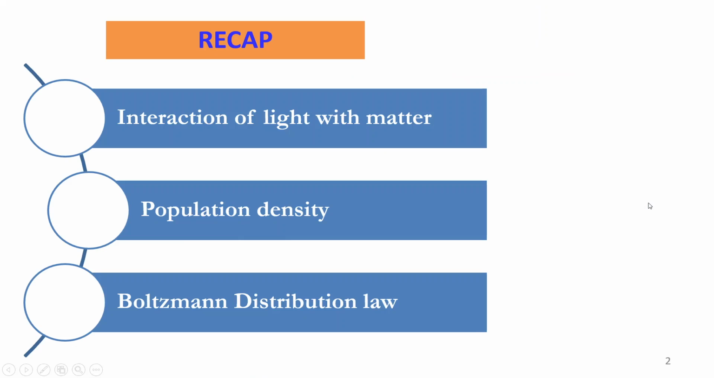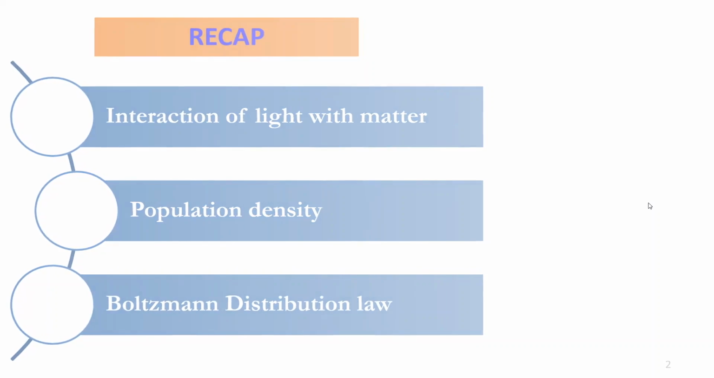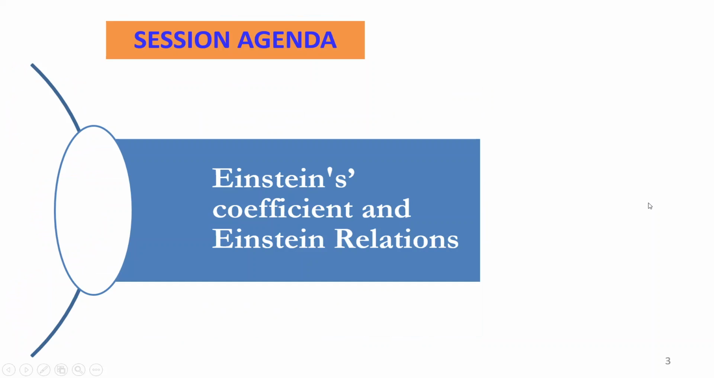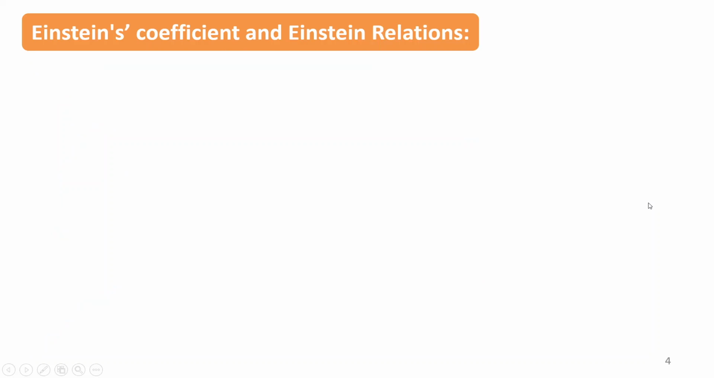Dear students, in the previous lecture, we have seen about the interaction of the light with matter, population density and the Boltzmann distribution law. Students, in today's lecture we are going to see about the Einstein's coefficients and the relation between these Einstein's coefficients, which are known as the Einstein's relations.